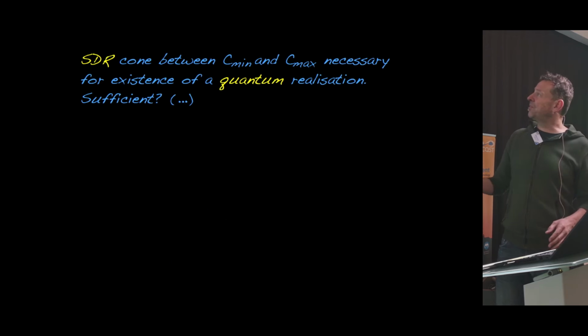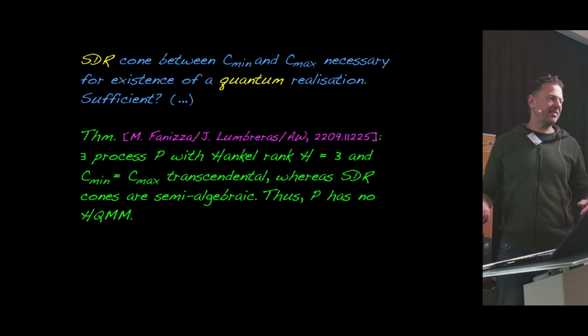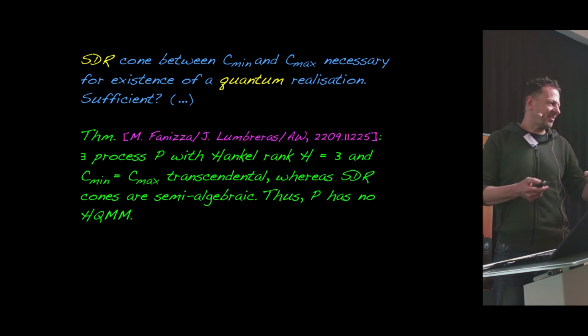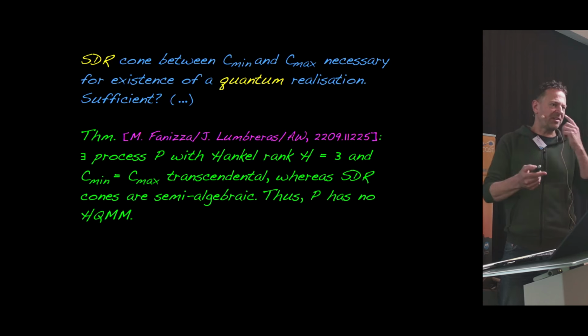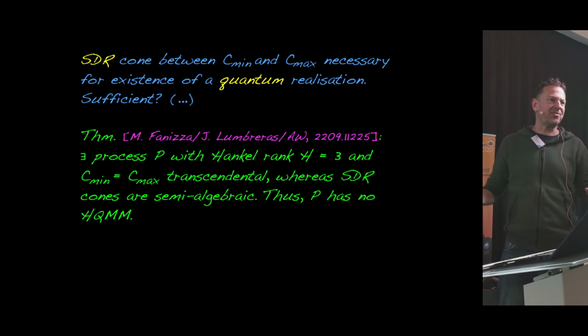And so what we did in the newer work is we show an example of a process where the two cones are the same, but it's actually transcendental. It's in fact the cone hull of the exponential curve, like the exponential graph. The graph of the exponential function is transcendental, so the cone is also transcendental. And because SDP cones are all semi-algebraic, described by a bunch of algebraic equations and inequalities, this cannot be realized quantum mechanically. And so the process is explicit.